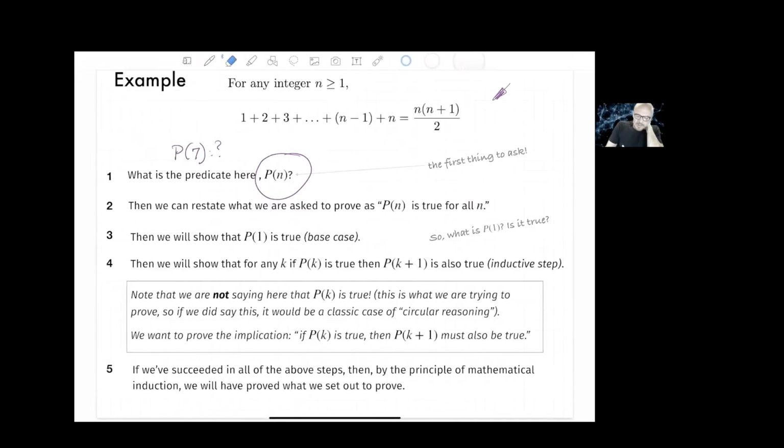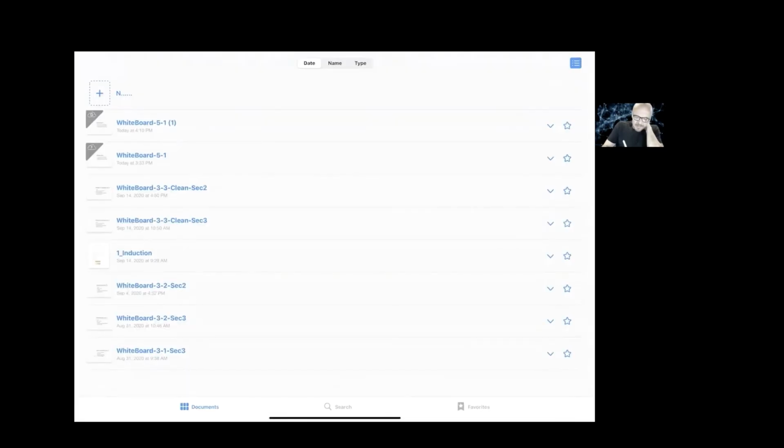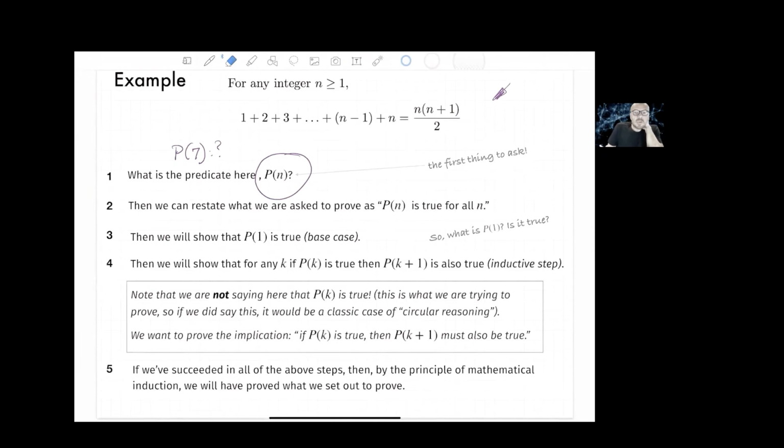7 plus 6 plus 5 plus 4 plus 3 plus 2 plus 1. Yeah, exactly. So P, the property of the number 7, is that the sum of all integers beginning from 1 and up to 7 inclusive, that sum of the first 7 integers, can be computed using this expression. That's the property of the number 7.